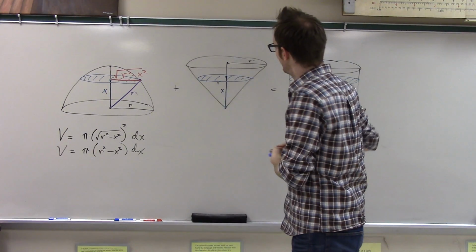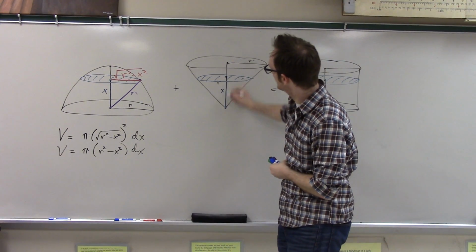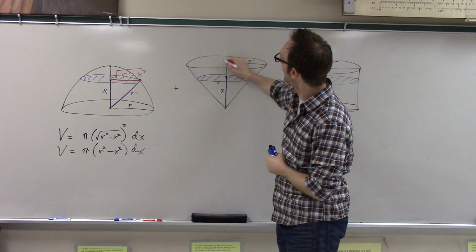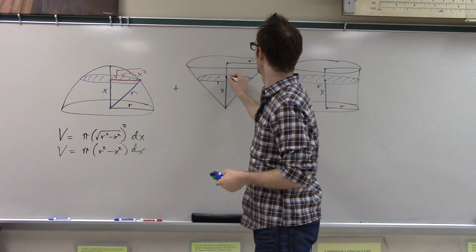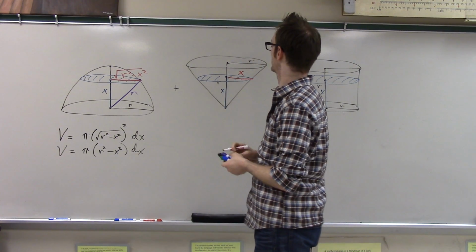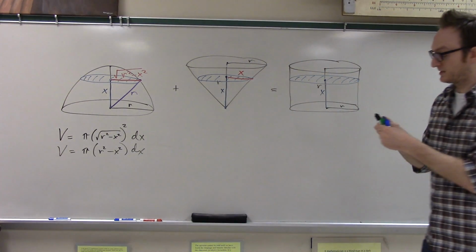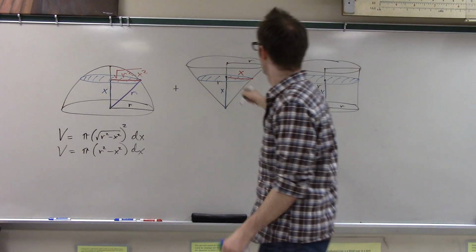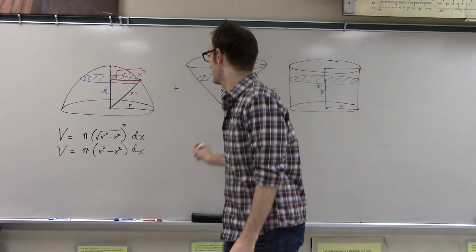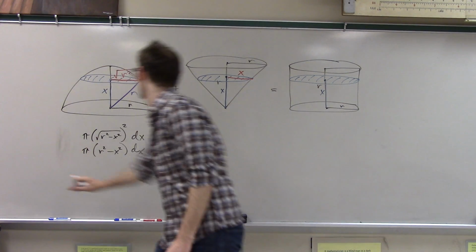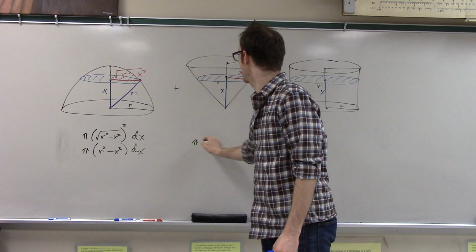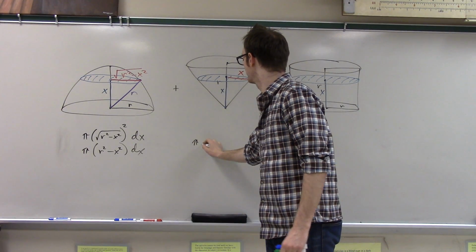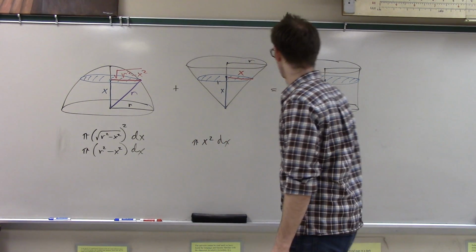Well, this one is a little bit easier, as this is r and this is also r. This is just a 45, 45, 90 triangle. So if I go up x, then I will also go over x. So that must be x. And thus, the volume of this thing is going to be pi x squared dx.